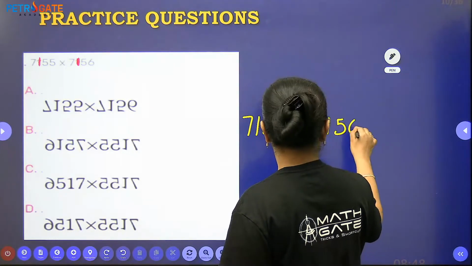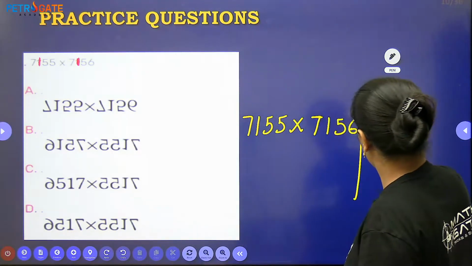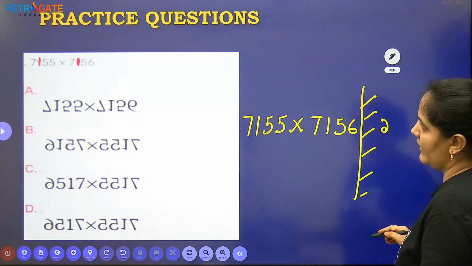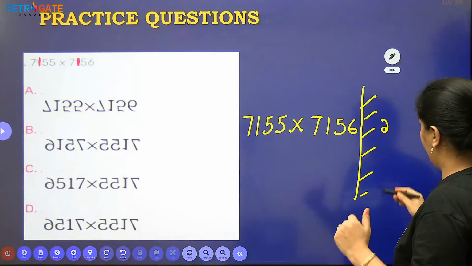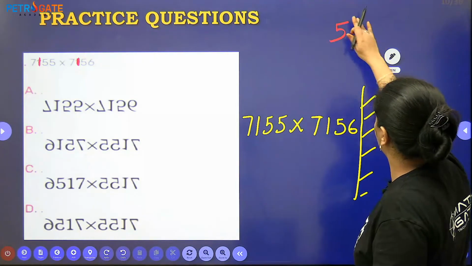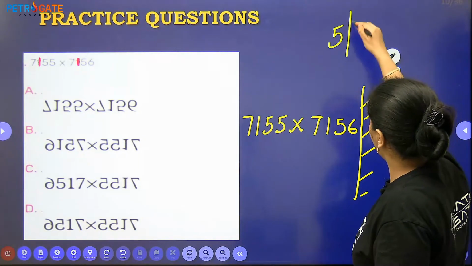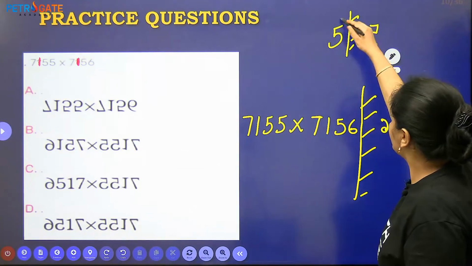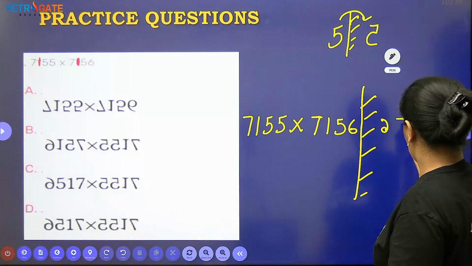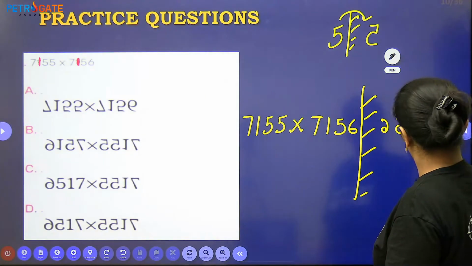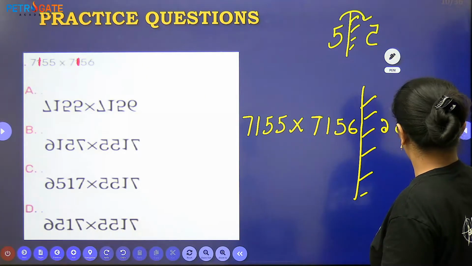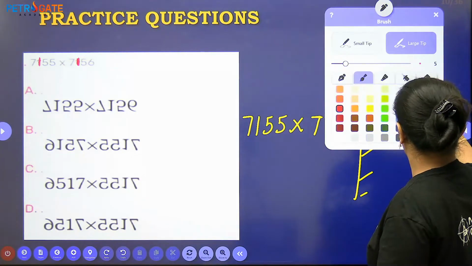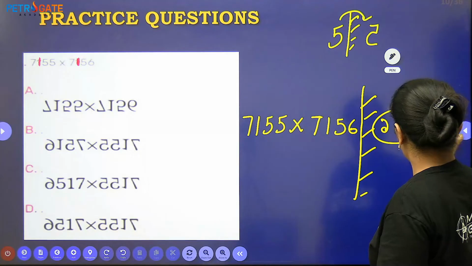Let's assume the mirror is here only. So when we go with this one, this will be 6. And when we go for the mirror image of this one, the 5 will become like this only, my dear student. Yes, we can see this will be opposite. So 5 will become like this. When we go for 1, 1 will be 1. When we go for 7, 7 will be like this. Multiply will be multiply. I hope you guys are getting my point.